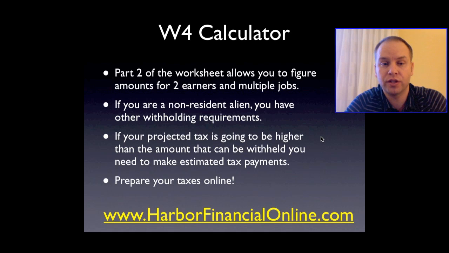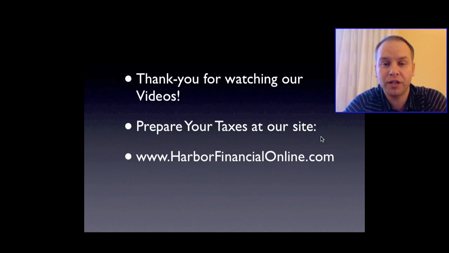Part 2 of the worksheet allows you to figure amounts for two earners and multiple jobs. That's if you and your spouse both work. Now, if you're a non-resident alien, there's other withholding requirements you need to look at. If your projected tax is going to be higher than the amount that will be withheld, you're going to want to make estimated payments or fill in that box for additional tax to be withheld, which I went over. So those are the main things on the W-4 that are most important to make sure you calculate the right amount.